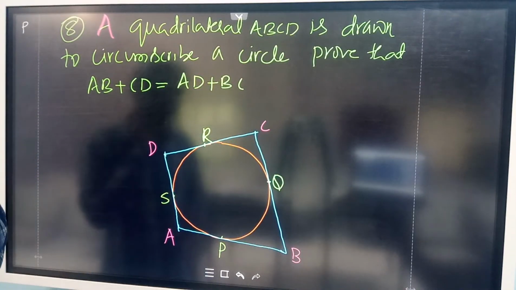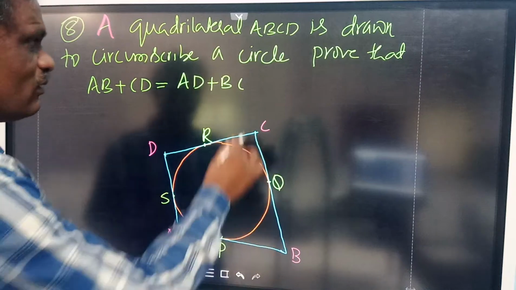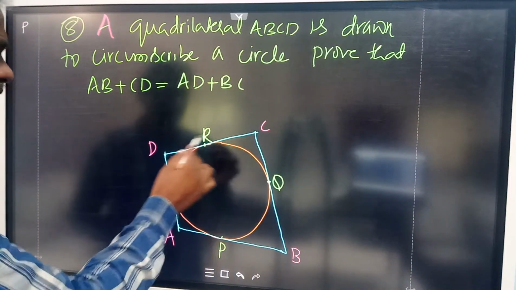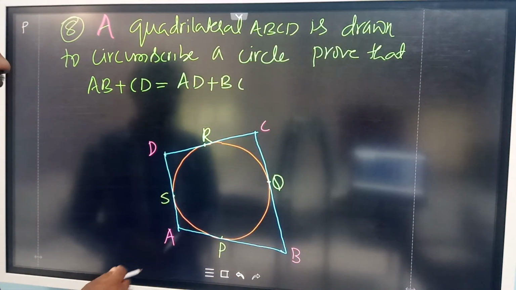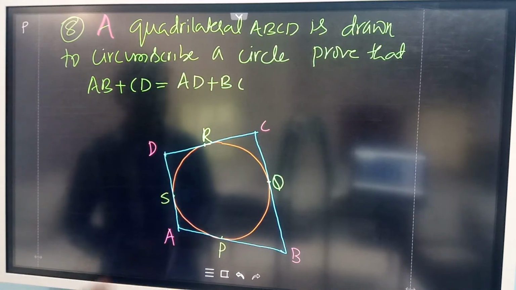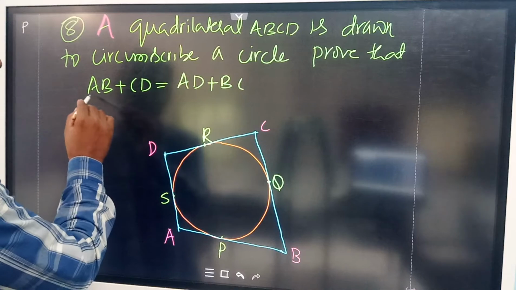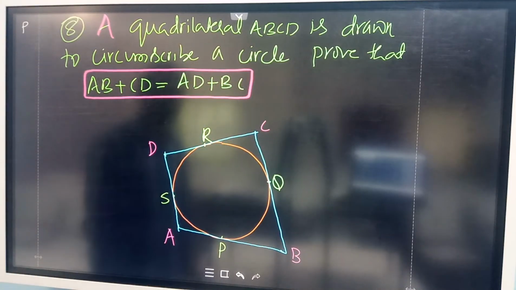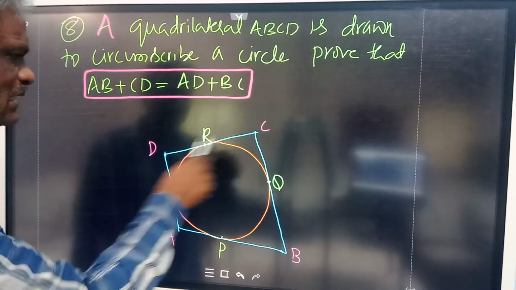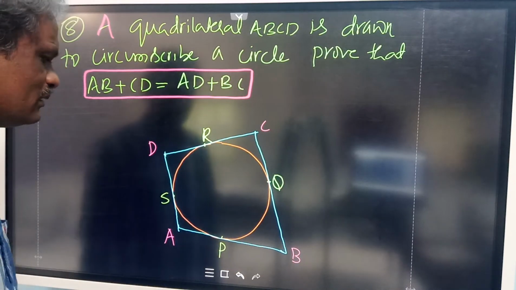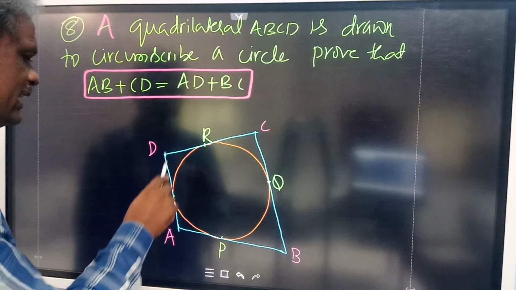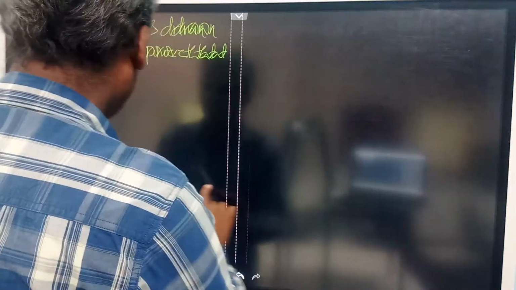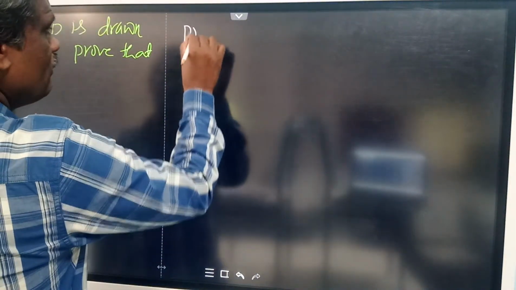A quadrilateral ABCD is drawn to circumscribe a circle. Here is a circle, and we have drawn ABCD circumscribing the circle. Prove that AB plus CD is equal to AD plus BC. AB plus CD are the opposite sides, and we show that it is equal to AD plus BC. So let us go directly to the proof.